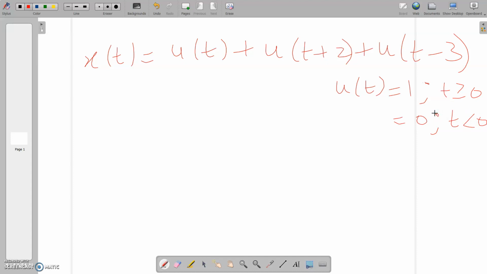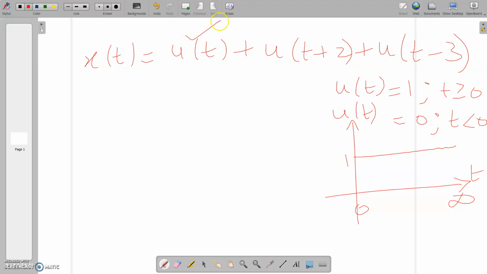So, how to represent the unit step signal? The value is 1 for t greater than or equal to 0. So, this is the u of t signal, and the value is 0 for t less than 0. Okay. So, this is my first signal. So, we have obtained the u of t signal, and now by using this we are going to draw u of t plus 2.